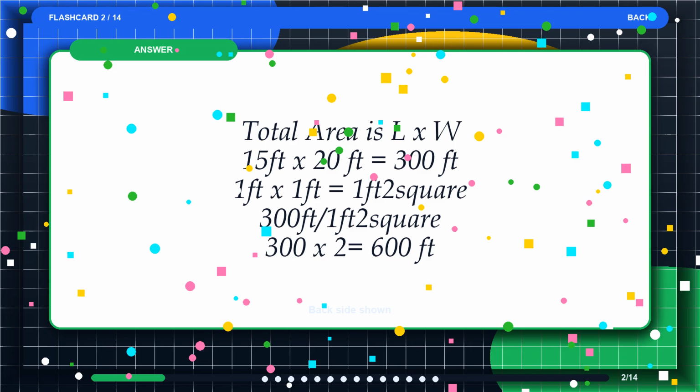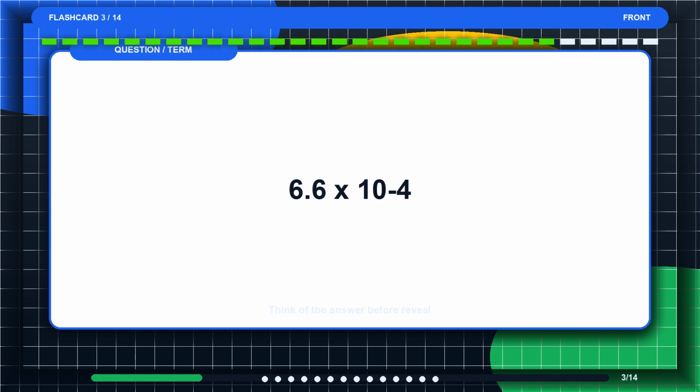The answer is total area is L times W, 15 feet times 20 feet equals 300 square feet. Each brick is 1 foot by 1 foot equals 1 square foot. 300 square feet divided by 1 square foot is 300 bricks, and 300 times $2 equals $600. Flashcard 3. 6.6 times 10 to the minus 4. Pause and think of the answer before the review.